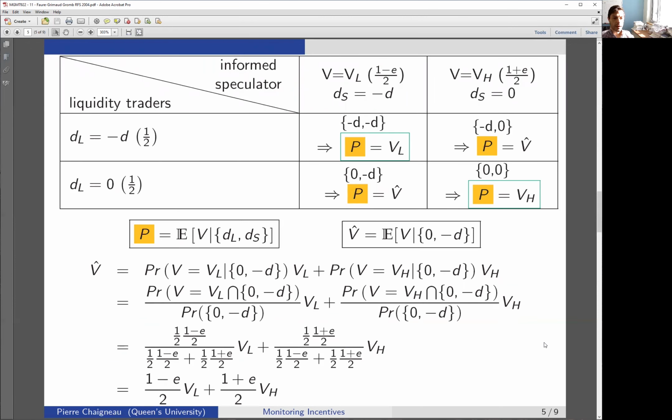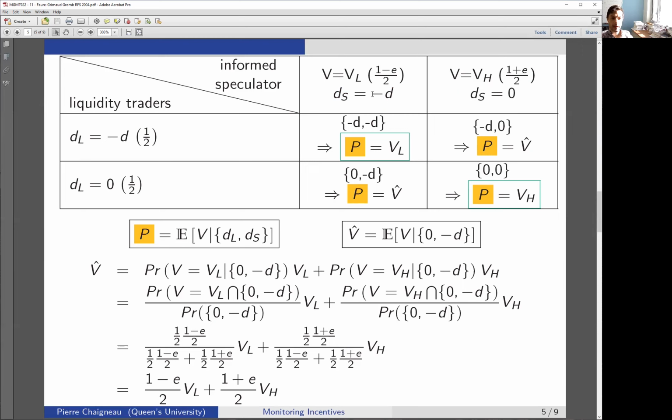So let's summarize what's going to happen. There are 4 possible cases, right? Here, 2 different cases depending on the liquidity demand by liquidity traders, whether they sell with probability 1/2 or they don't do anything with probability 1/2. And there are 2 cases depending on the information of an informed speculator, depending on whether firm value is low with this probability or is high with this probability. And then depending on the relevant case, this is going to be the demand by the speculator.